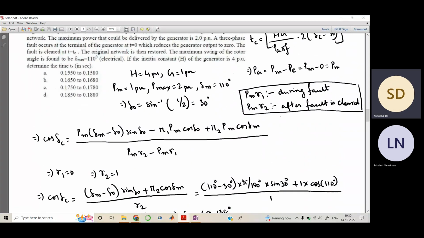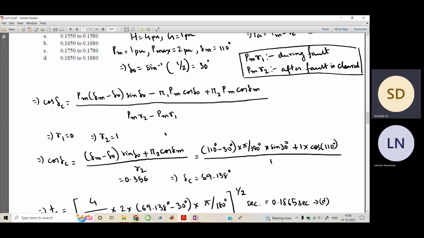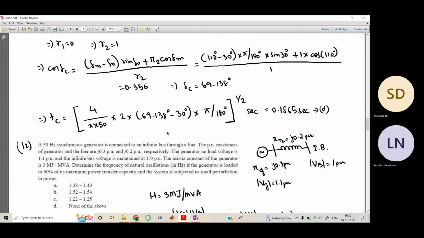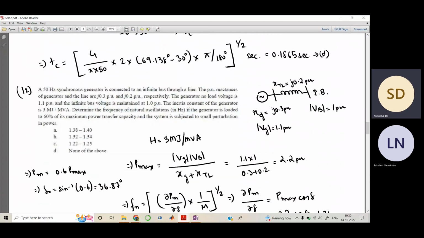So I hope this problem was clear. That was question number 11. We'll be looking at another problem. Another problem, this would be a much more complex problem. Okay, so question number 12 now. This is a pretty simple problem compared to question number 11.